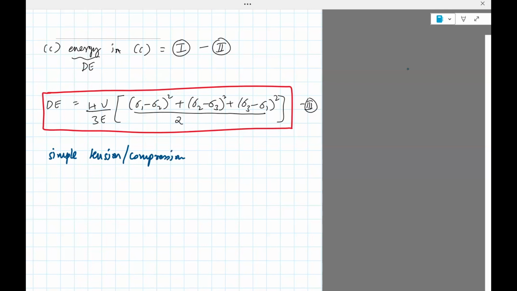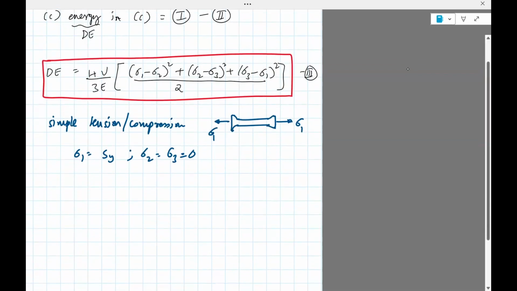All we are doing is we are taking this material, clamping it down, and then just stretching with some stress. So we need to compute the distortion energy due to uniaxial loading. So how do we do that? Well, it's simply sigma 1 will be Sy. This is sigma 1. Sigma 2 and sigma 3 are 0 because it's the uniaxial loading condition. And all we do in this case is substitute the value of sigma 1, sigma 2, and sigma 3 in expression 3.